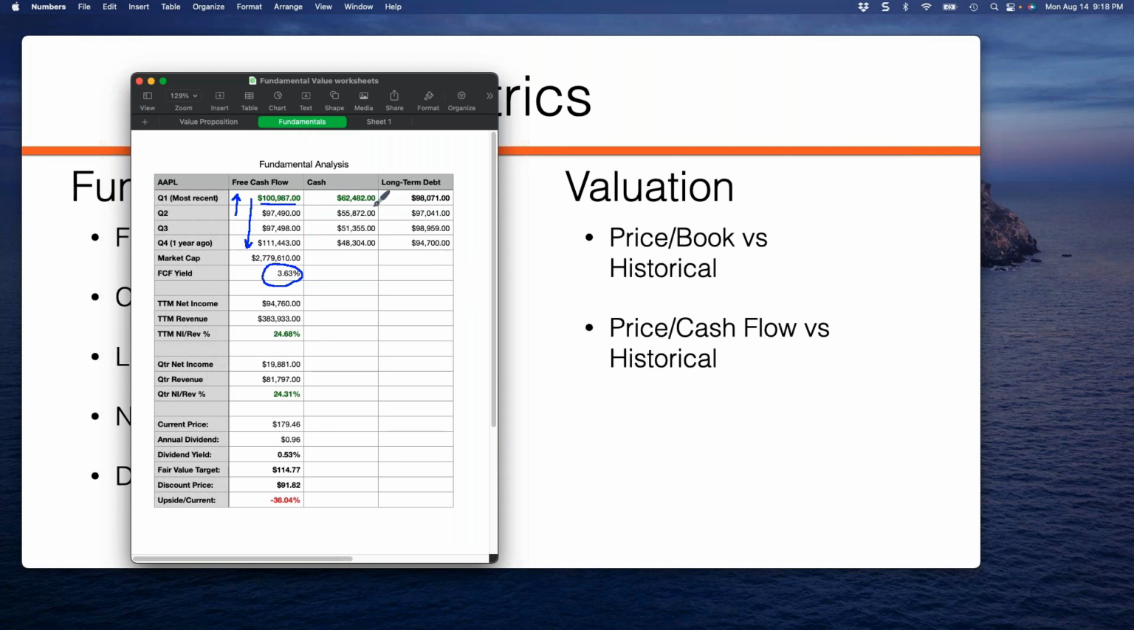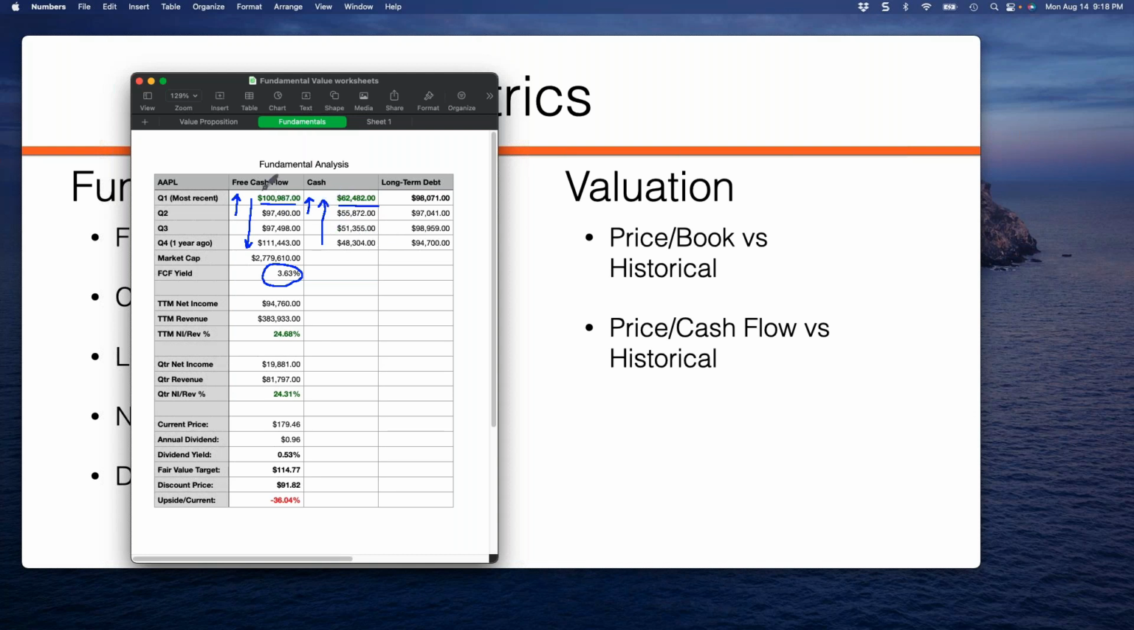Cash is also a really important metric for me in the same way that I do with free cash flow. It's not just about the fact that Apple has about $62.5 billion in cash right now, but also that cash over the last quarter has increased from almost 56 billion, and from 48 billion over the last year.